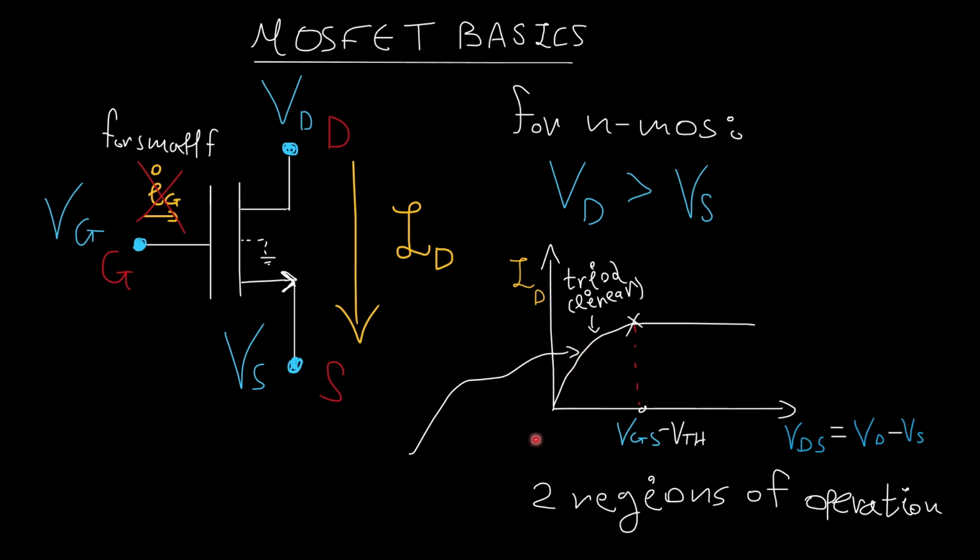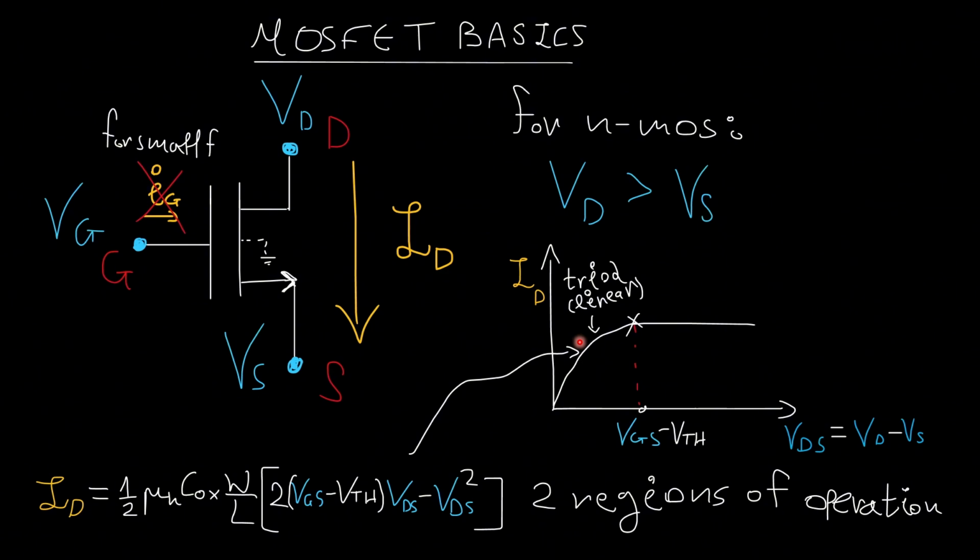In some books, you will see this area of operation here only as the linear region, and they will call this the parabolic region or the triode region. In some other books, you will see that all of this is called the linear region, or all of it is called the triode region. These terms are interchangeable. Just don't be confused by your academic sources.